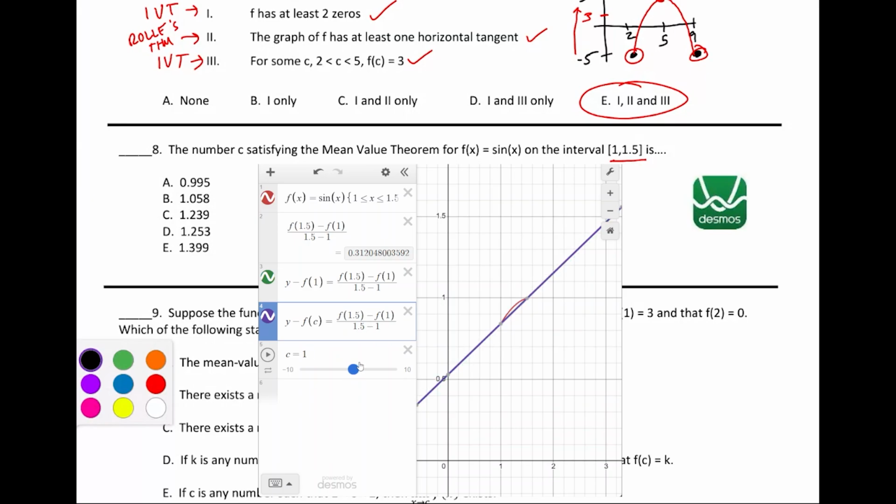Oh, is it right there? All right, well, let's kind of go through how we'd actually solve it. Normally the way we would solve this is by setting that slope equal to the value of the derivative. So let's write that out by hand.